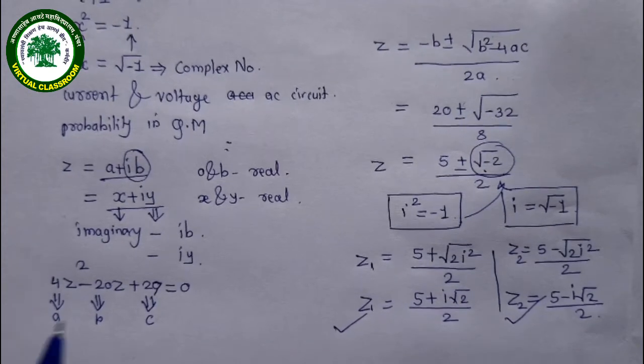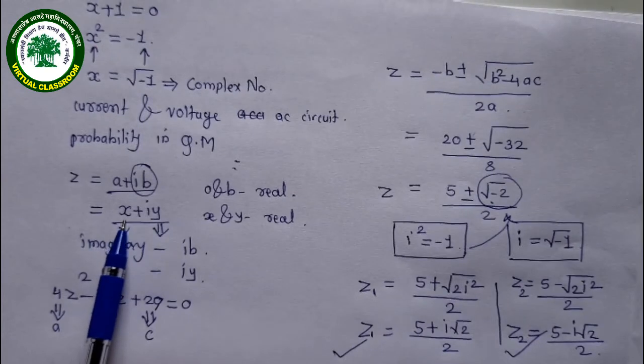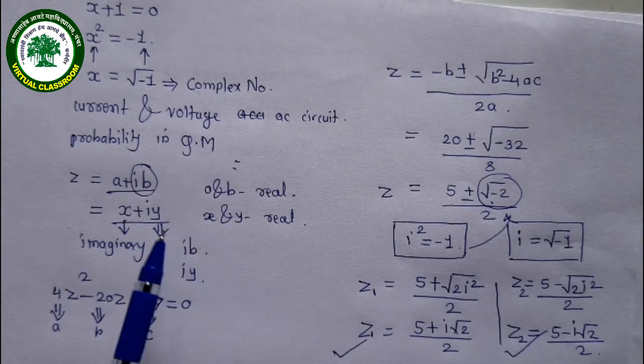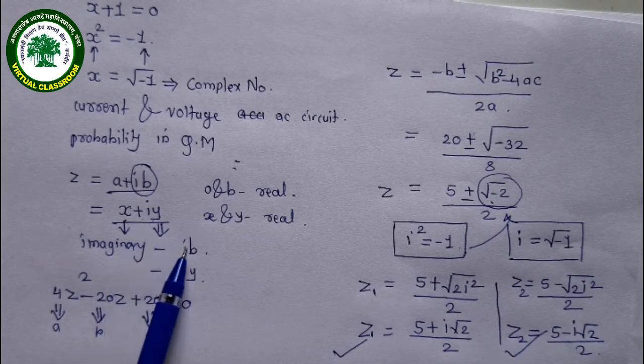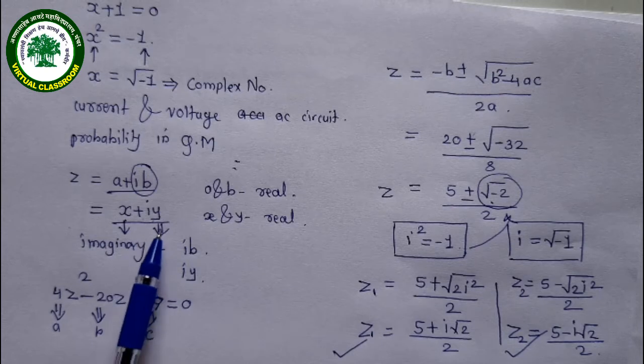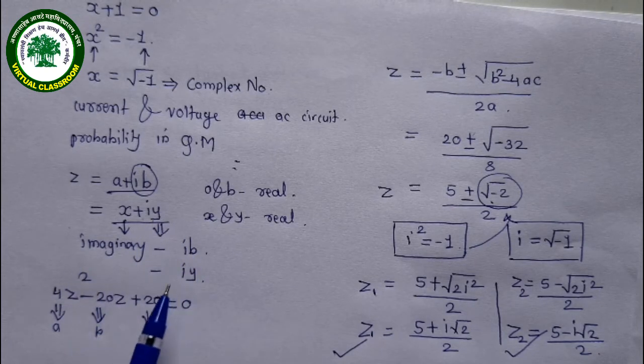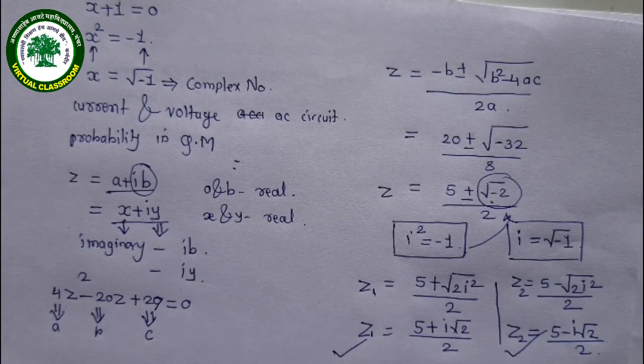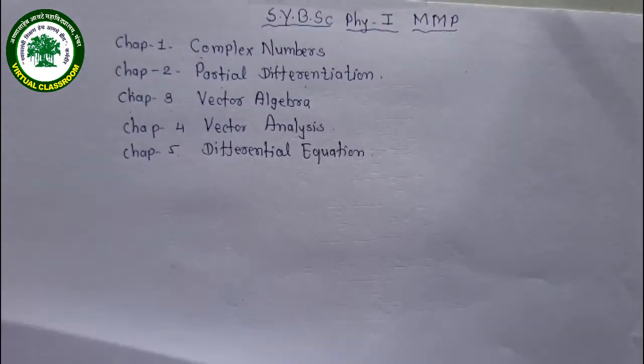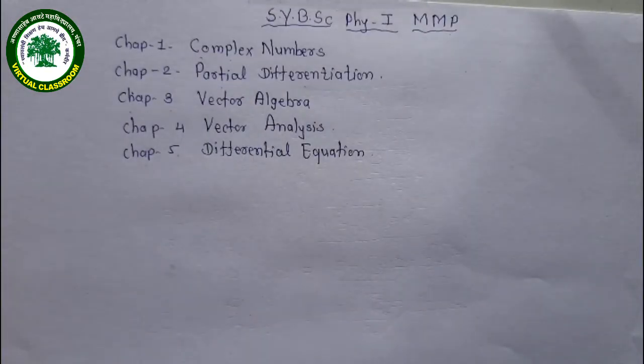The real part of this z is x and the imaginary part is y here. Why is this y imaginary? Because it is the coefficient of i. Therefore we call that the imaginary part. Now we are going to see some properties of complex numbers.